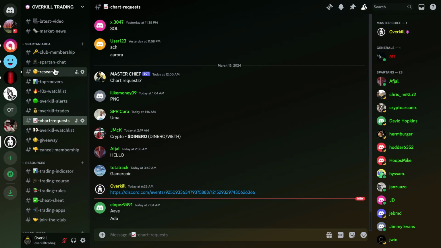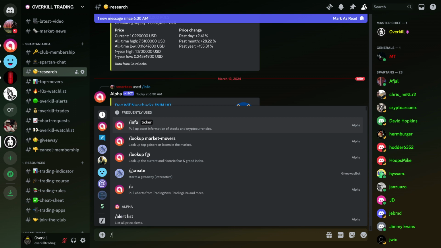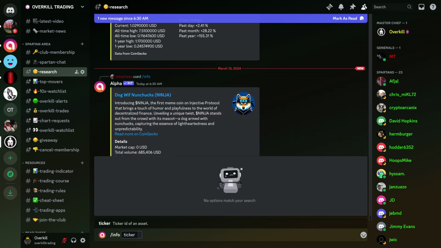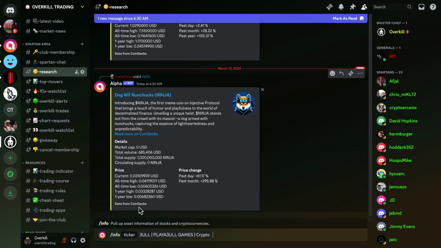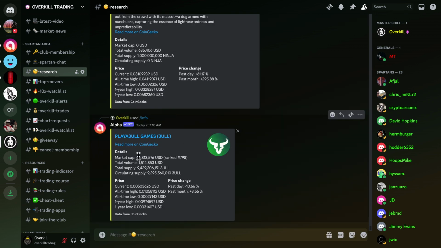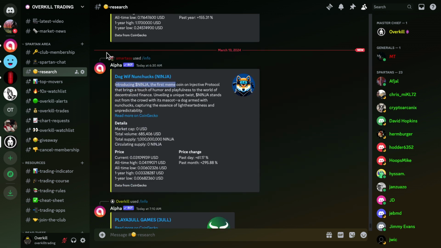One thing you can do also when you're a member over here on the Discord is use our research tool. So if you type in /info and then you type in the ticker, okay, you can actually pull up what this thing does. You could pull up the market cap of the coin, so you can see it's a $46 million coin. That's a really, really small coin. And most of the time, it'll actually tell you what it does. You can see here, Smartass was looking at Ninja today. Okay, and you can see it tells you what the project does. Okay, it's on the injective protocol that brings a touch of humor and playfulness to the world of decentralized finance.